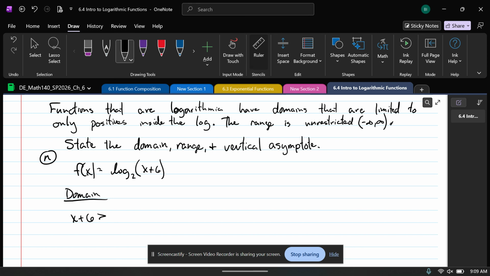So we're going to set whatever's inside of the logarithm greater than 0. That's your key to being able to find that domain, that greater than 0 thing. Whatever's inside of this logarithm, that's the part you're going to set greater than 0. We're just going to solve that. Minus 6. So x has got to be greater than negative 6. So my domain is either, in set notation, x is greater than negative 6. What would that be in interval notation?